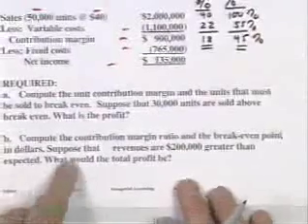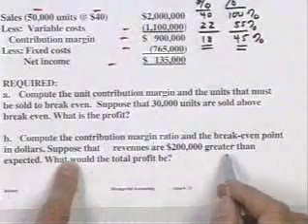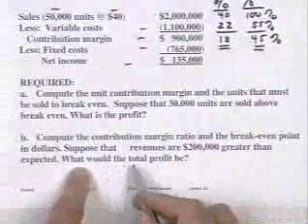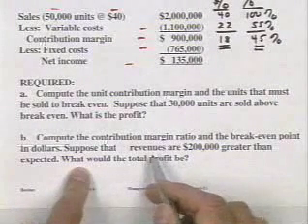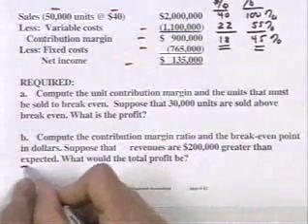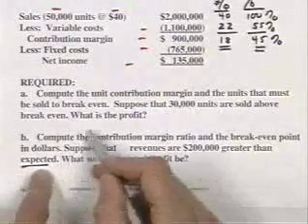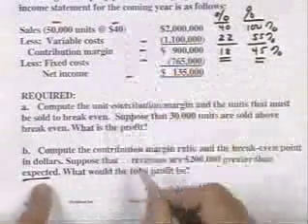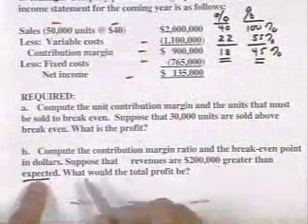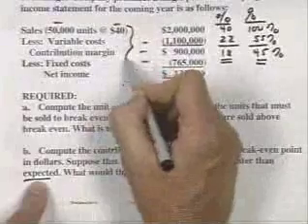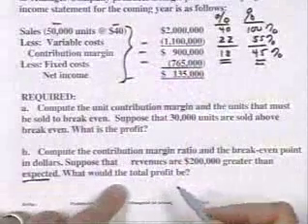Now, the last part of this question is, suppose that revenues are 200,000 greater than expected. What would the total profit be? Well, it's a little bit confusing. What does greater than expected mean, right? It's designed to reference the original amount right here. So if revenues are 200,000 greater than expected, this is the expected volume up here. So if they are 200,000 greater, then we have an additional 5,000 units that's going to be produced. So we'll go to another page here.